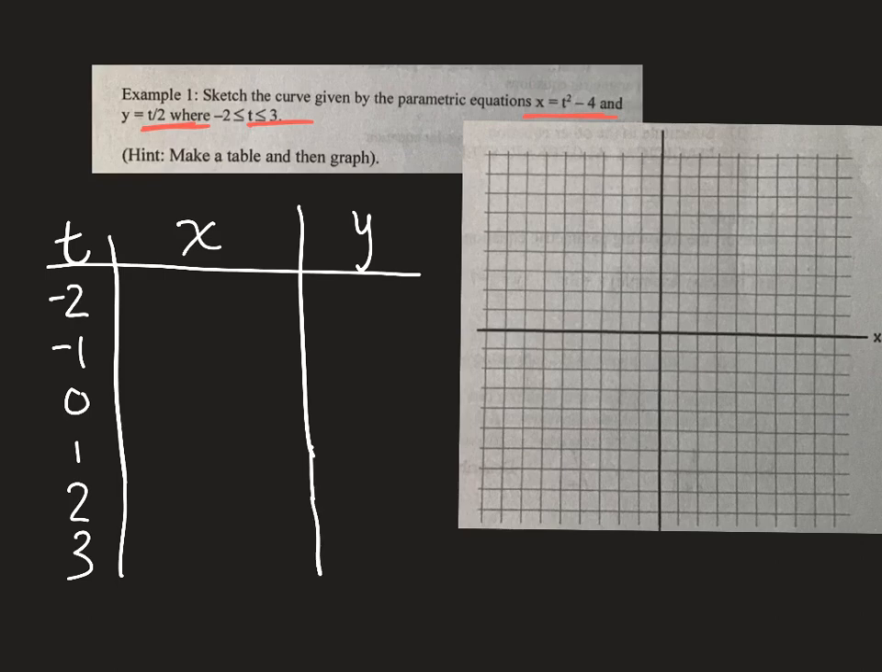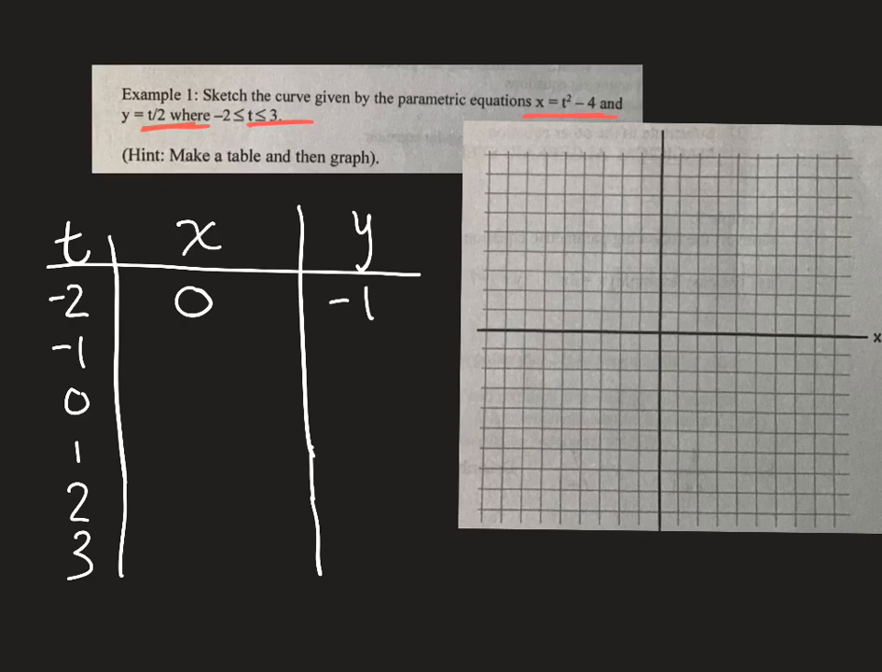So I'm going to take right here my first value. I'm going to plug -2 into my x equation. So -2 squared is 4. 4 minus 4 is 0. I'm going to plug the -2 into my y equation. So -2 divided by 2 is going to make a -1. And I'm going to keep going.